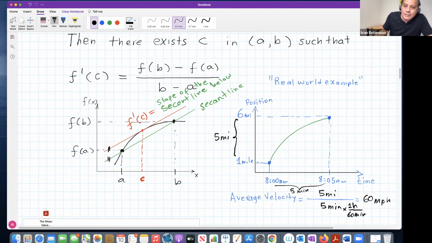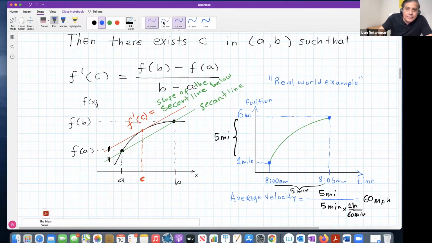This was your average velocity from when you basically left home, and then you reached the highway, and then when you leave the highway, you have to decelerate to leave the highway. 60 miles per hour on average you did. So what the theorem is saying is that somewhere on the highway at a certain time, you must have reached this speed, 60 miles per hour, as an instantaneous velocity. That's the idea.